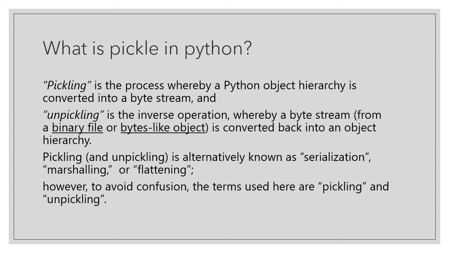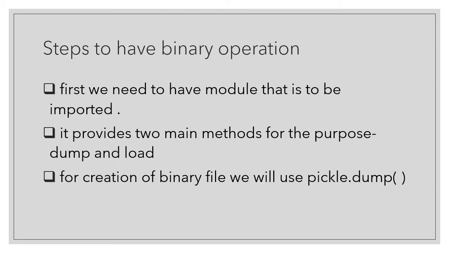Pickling is alternatively known as serialization, marshalling or flattening. These are the three additional names of pickling. But however, to avoid confusion and mistakes, the terms used here are pickling and unpickling. Pickling is the process to convert from the structure to byte stream, high level language to low level language stream. And unpickling is the reverse process of converting back to the normal one.